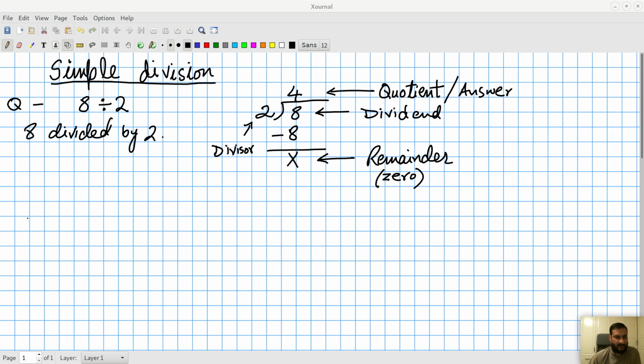So let's solve another question. We have 9 divided by 3.